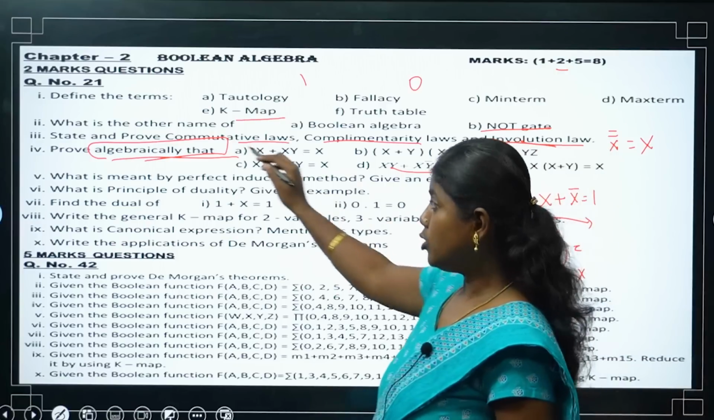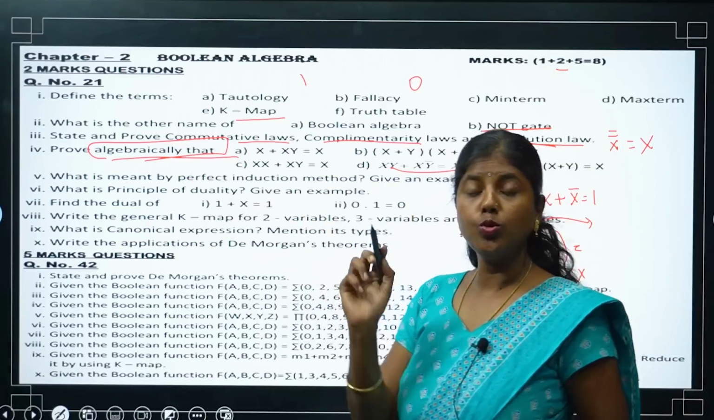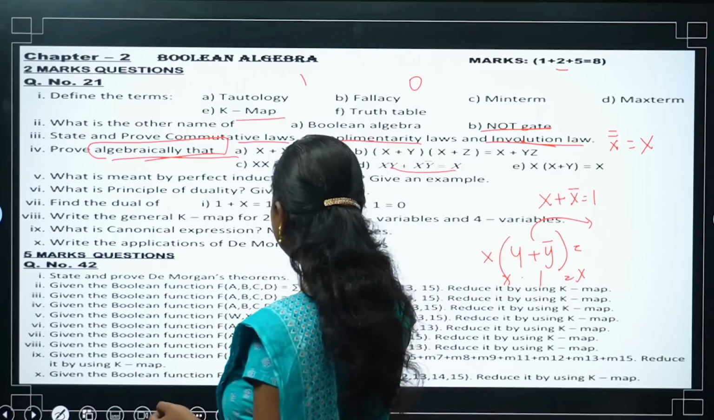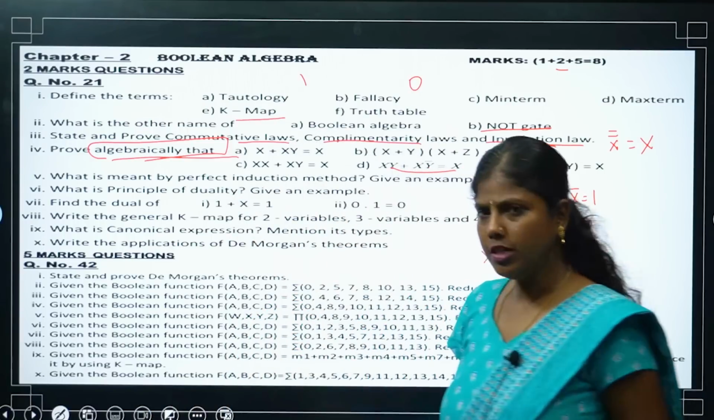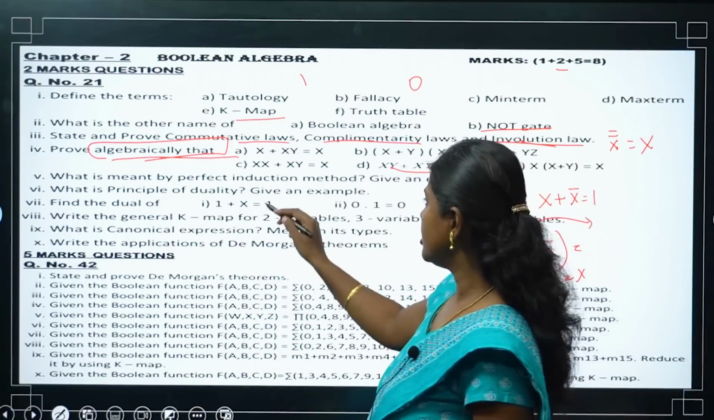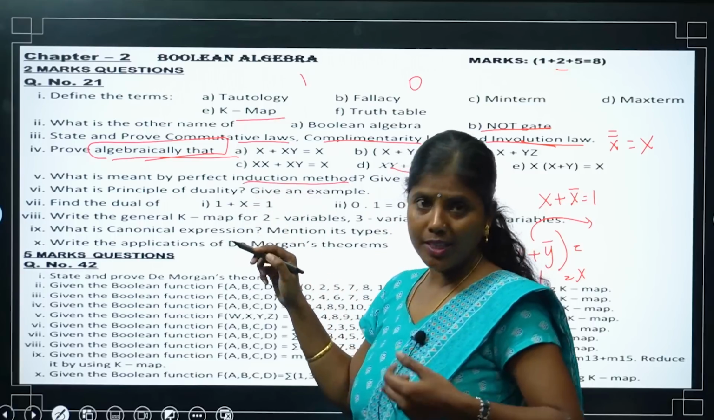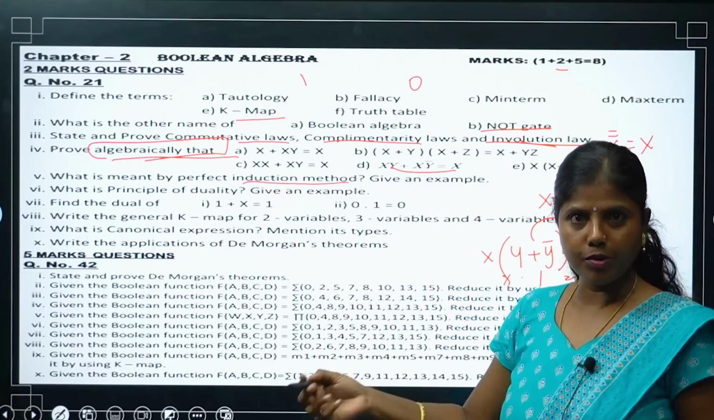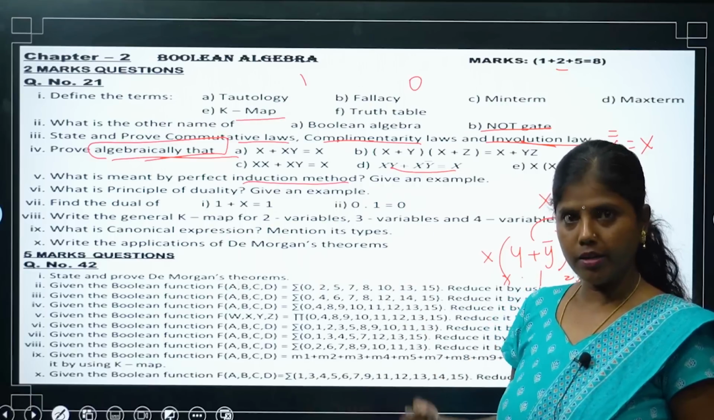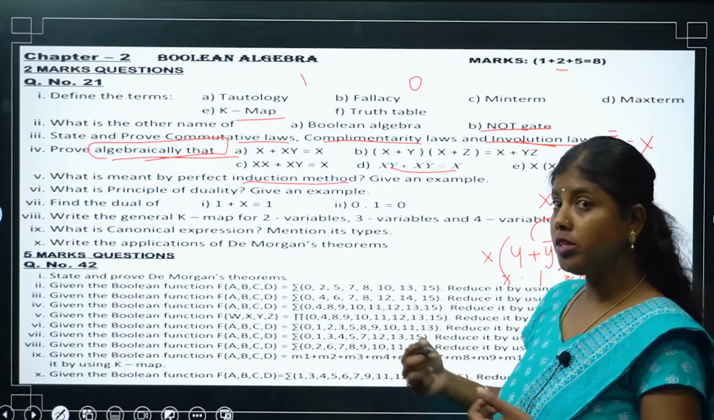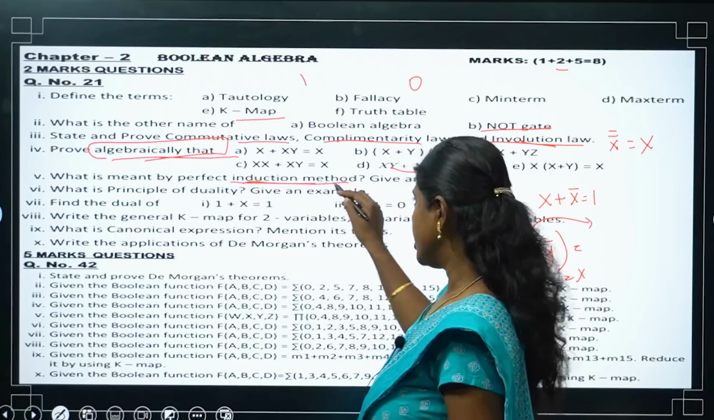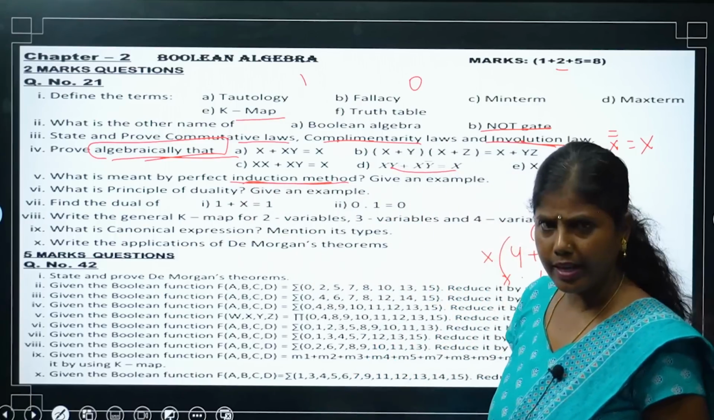So ensure that you use the algebraic method only, don't use the truth table method. So we have proof by perfect induction. They have not given us the proof here. So what is meant by perfect induction method? It's substituting the values for X. If X equals 0, you prove it. If X equals 1, you prove it. So if you substitute the values of X and perform it, we call it proof by perfect induction method. One example you can give.